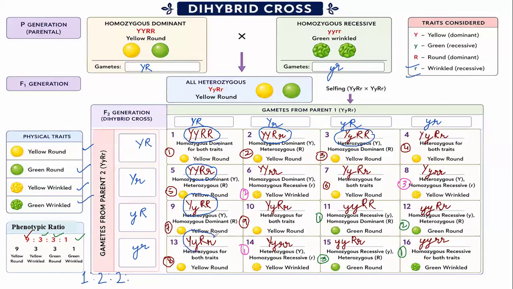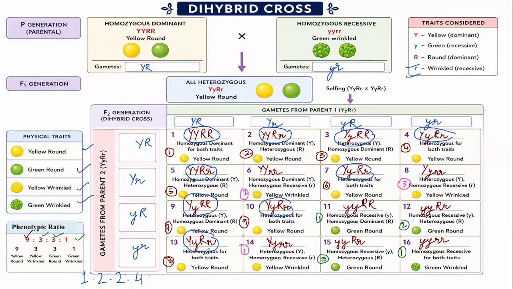1, 2, 3, and 4. Perfect diagonal it is, isn't it? Capital Y, small y, capital R, small r. Same. Same here, same here. They are heterozygous for both the traits and they are 4.